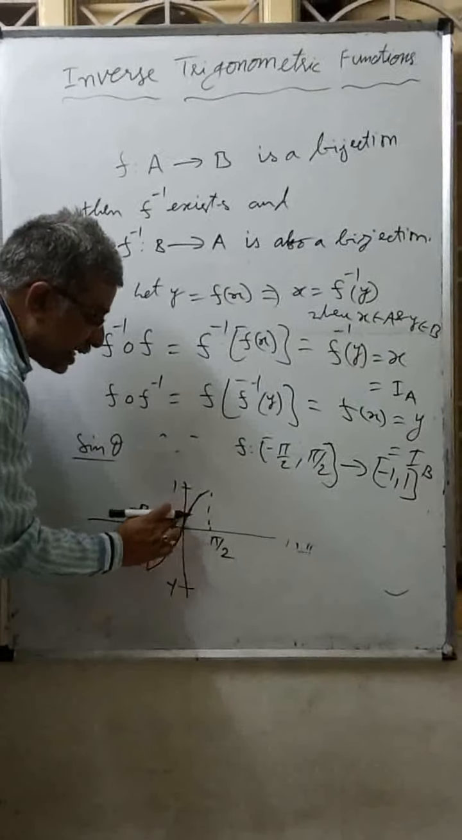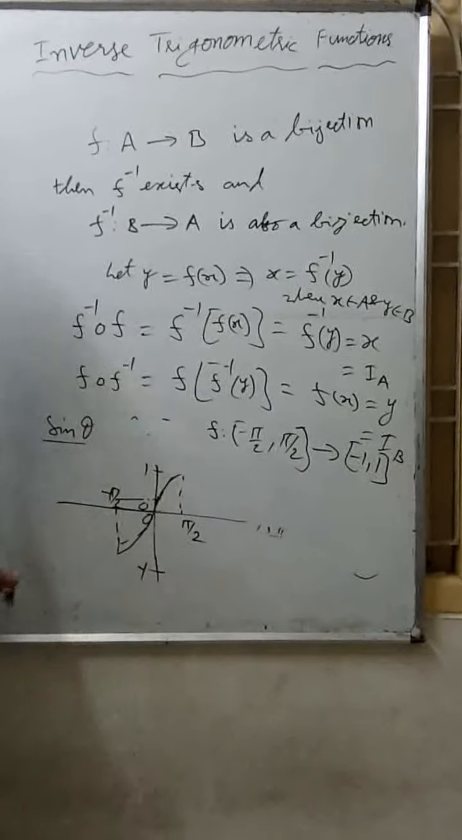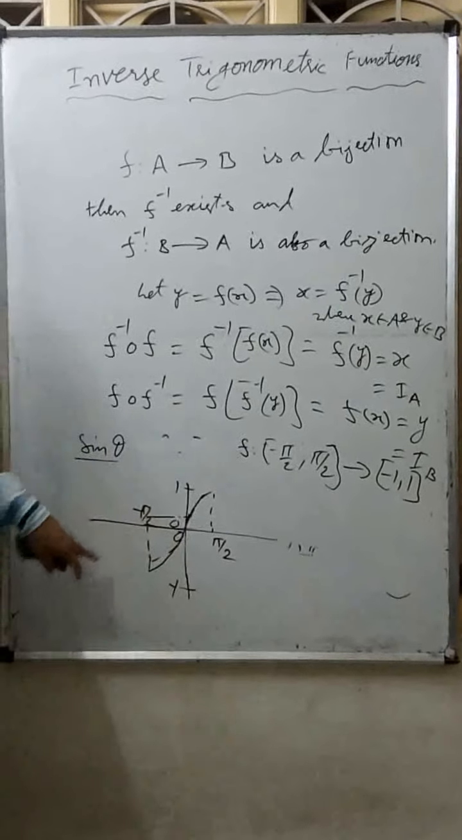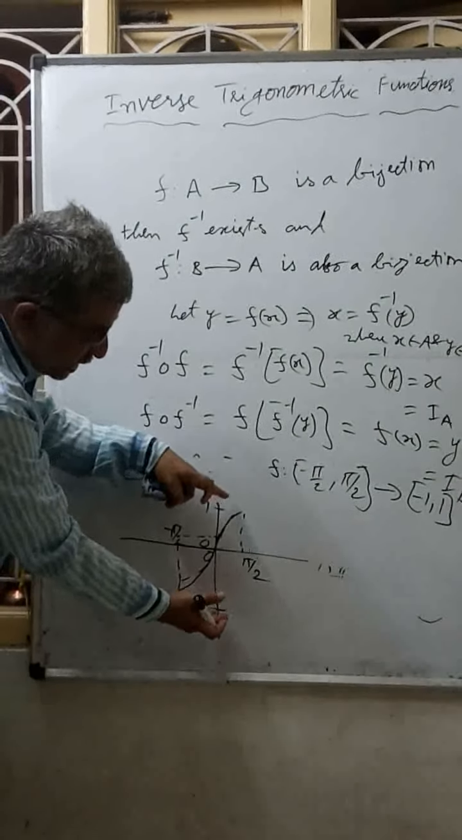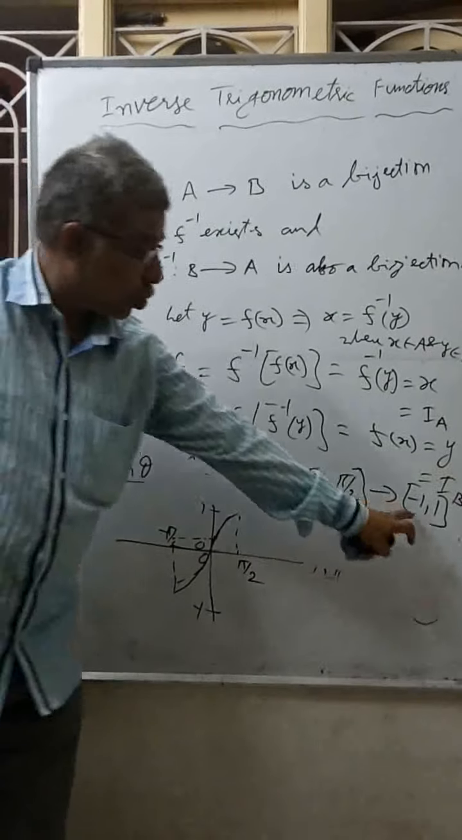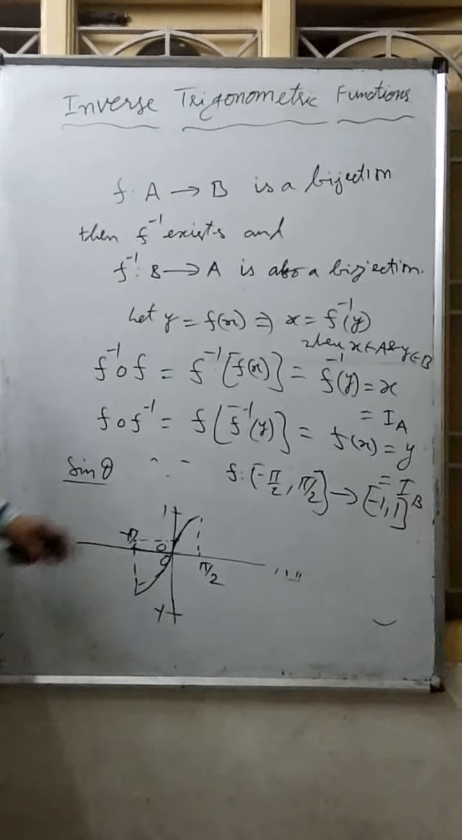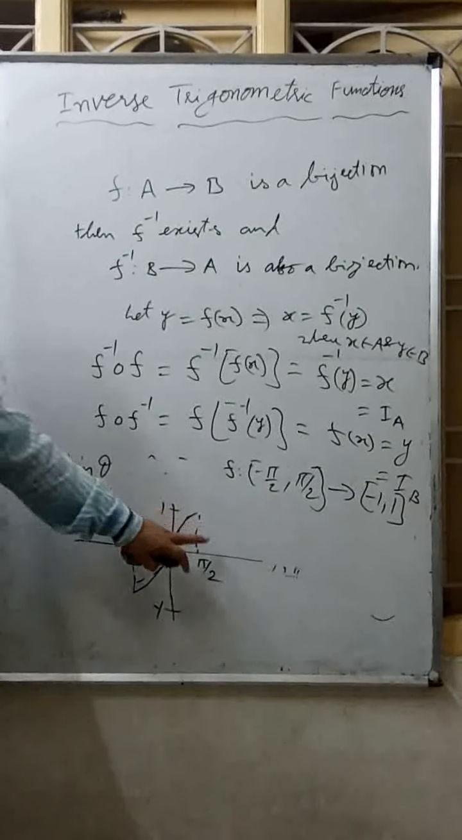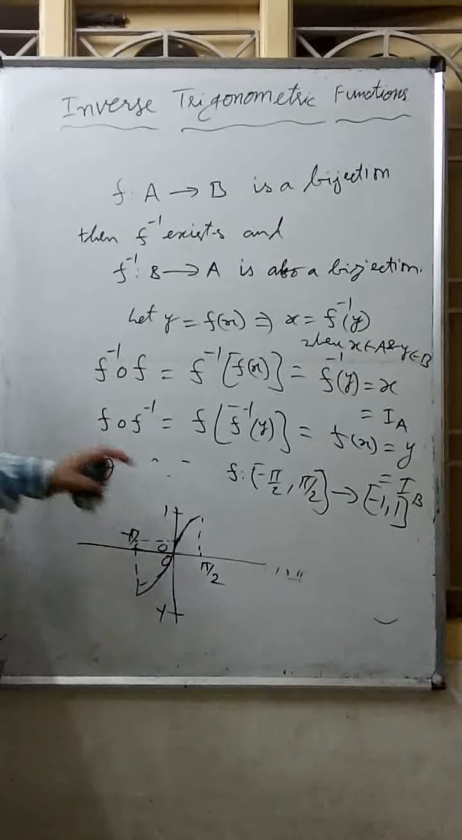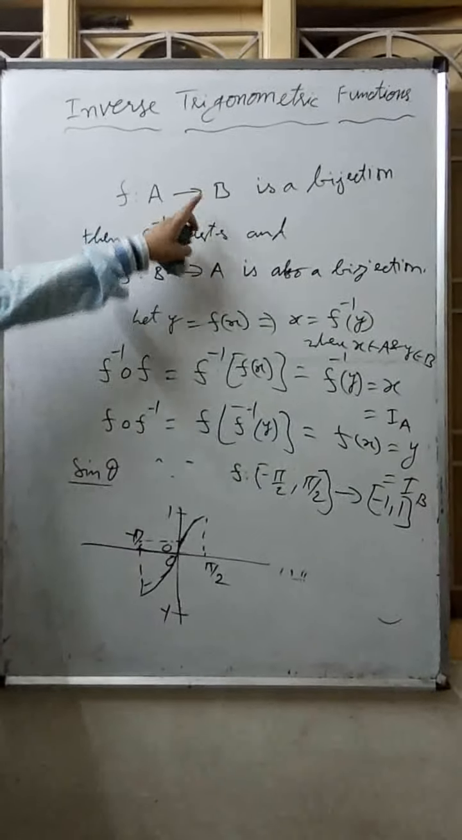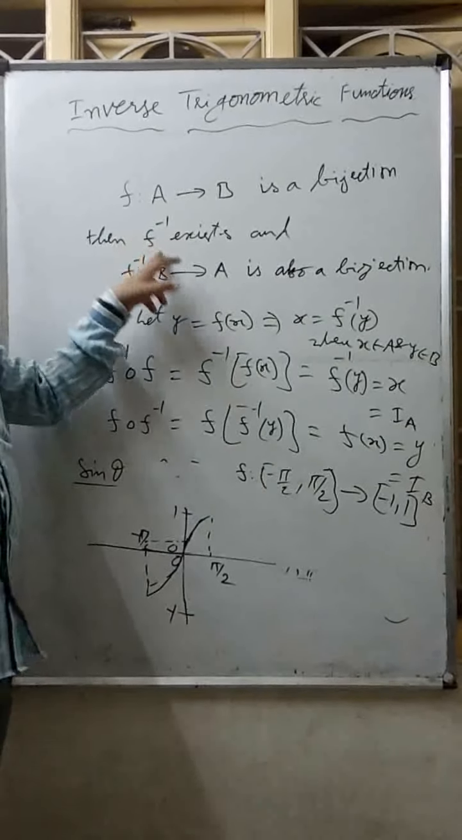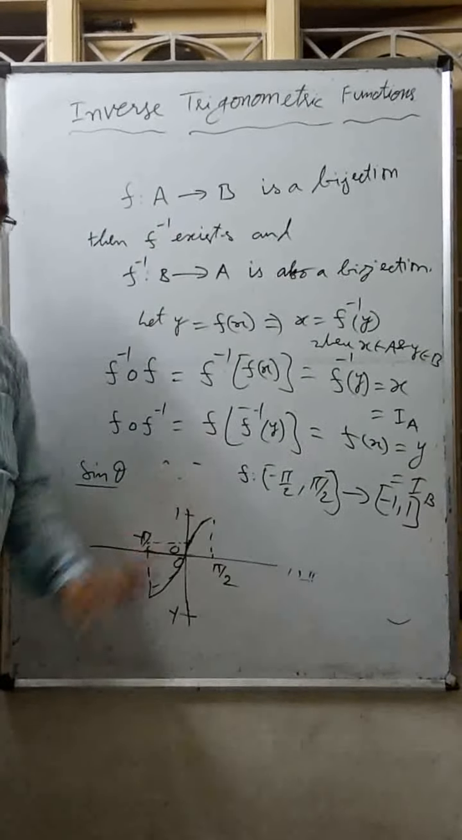Now if I draw any horizontal line in its domain, it cuts the curve at only one point, which means it is 1-1. And codomain equals range. Here the range is -1 to +1, and the codomain is also -1 to +1. Now it is becoming 1-1 and onto, which means the function is bijective. So according to our definition of functions, f inverse exists means it should be 1-1 and onto.